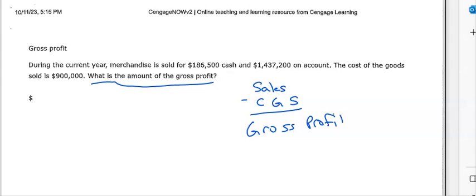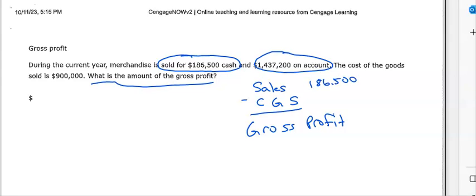If we look at this problem, it says that during the current year, merchandise is sold for $186,500 cash. So this is sales. We would call those cash sales. And $1,437,200 on account. These are also sales, but they are accounts receivable sales, but both of these are sales. So we'll add up $186,500 plus $1,437,200, and those are our total sales. Then the cost of the goods sold is $900,000, so we'll subtract that out.